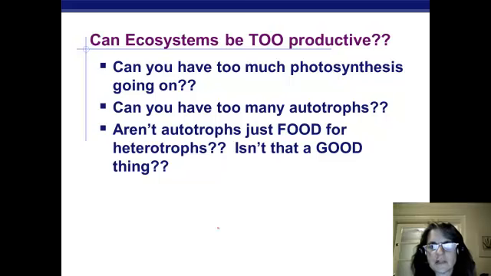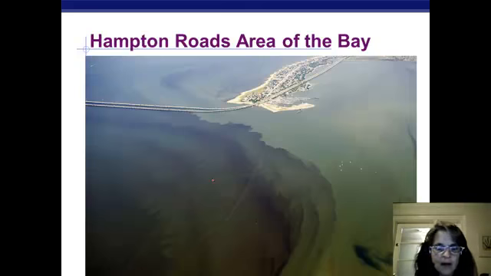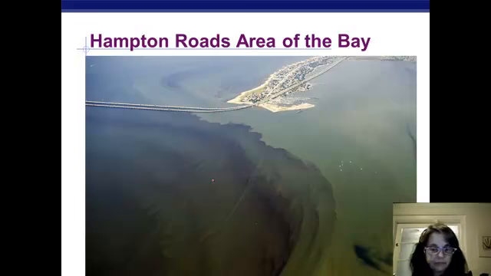Might as well finish this out. Can ecosystems be too productive? Can you have too much photosynthesis? Can you have too many autotrophs? Aren't autotrophs a good thing? It just makes more food for the critters further up the chain? Well, this is in Hampton Roads, not very far away from here. Take 64, go east, and you'll be there.